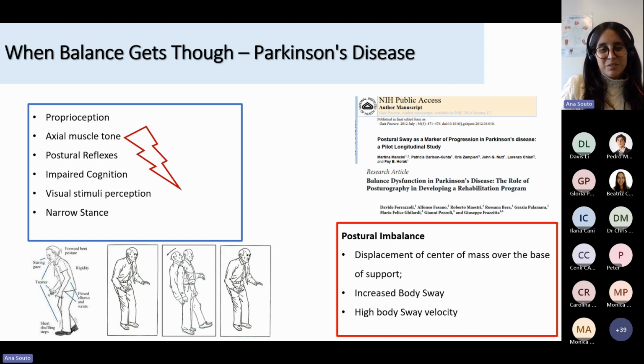So what we see is that Parkinson's disease patients show a displacement of the center of mass over the base of support and increased body sway, so they sway more and they sway faster. They have difficulties controlling the swaying. Okay. You have some studies also.